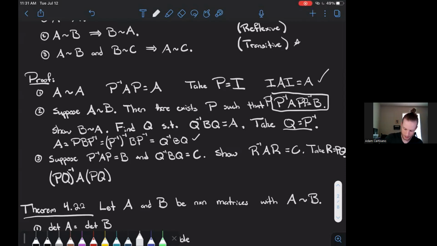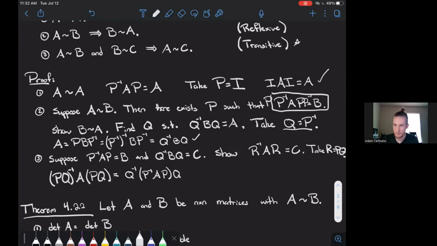And so let's see if it is equal to C. So the inverse of PQ is Q inverse P inverse. And I'm going to also apply associativity here. So Q inverse P inverse A P Q. That's what this product of matrices is equal to.